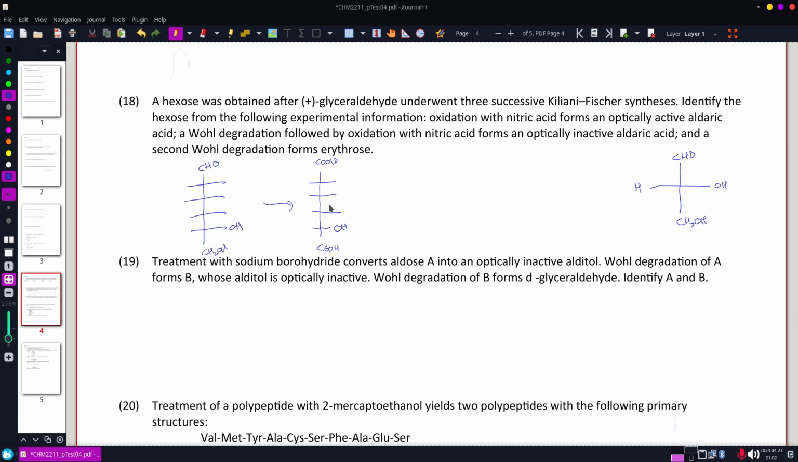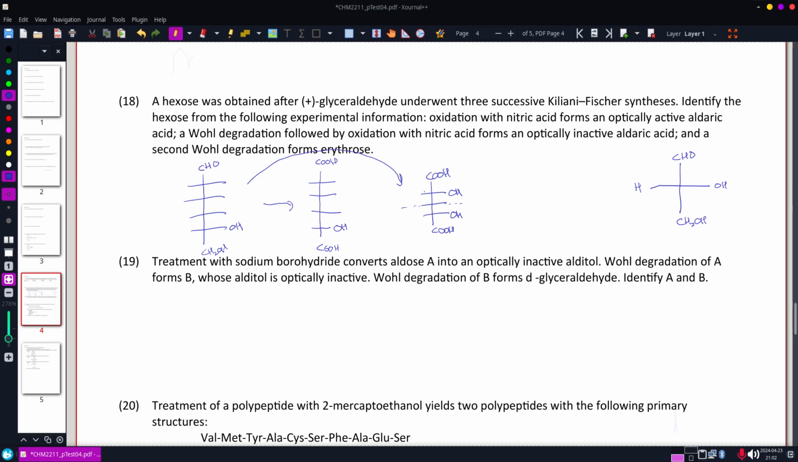All right, I do a Wohl degradation of the original aldohexose, followed by oxidation. That's going to rip that top end off. And then after the oxidation, it is going to make it a carboxylic acid. And we have an OH there. But that one forms optically inactive. All right, because it's inactive, I know that location is OH, because that would mirror the top and bottom. It wouldn't matter what that middle location is, because that's right along that plane.